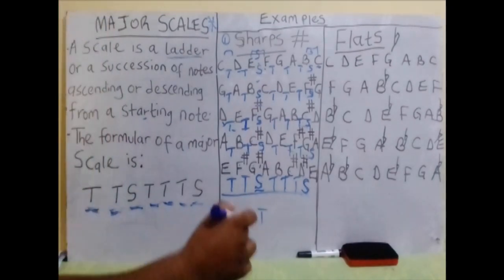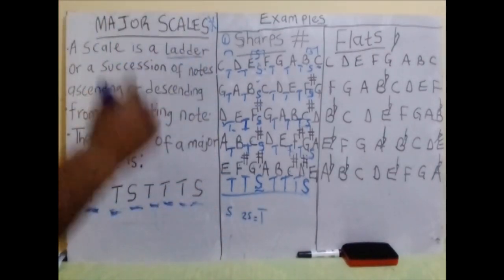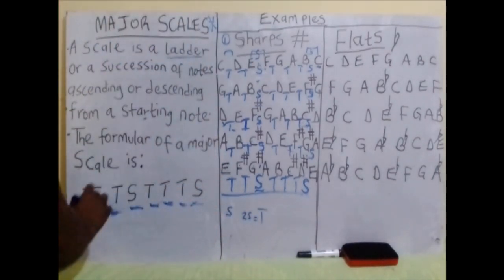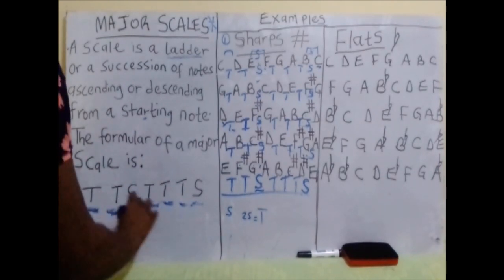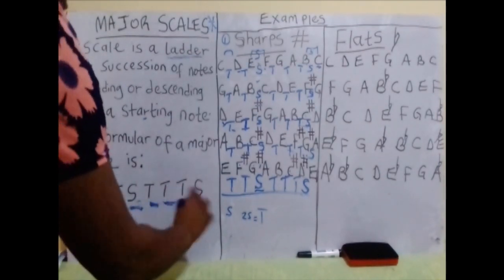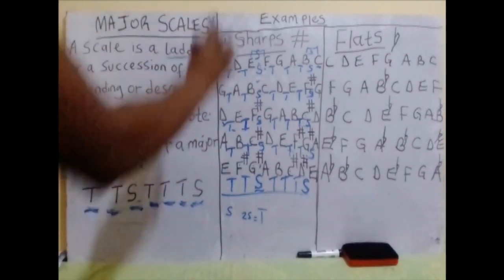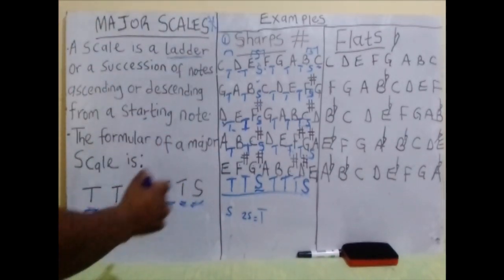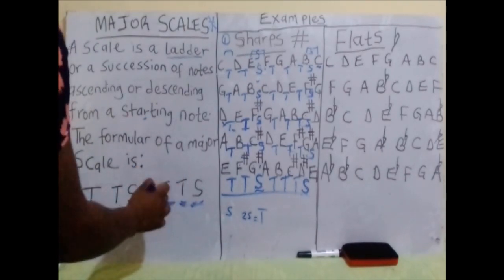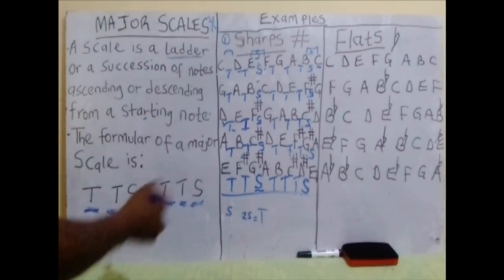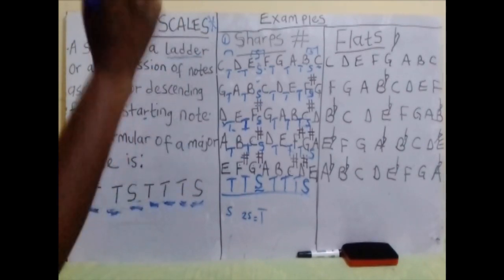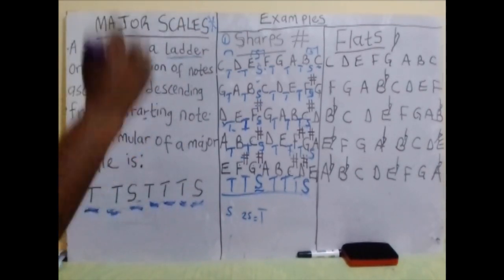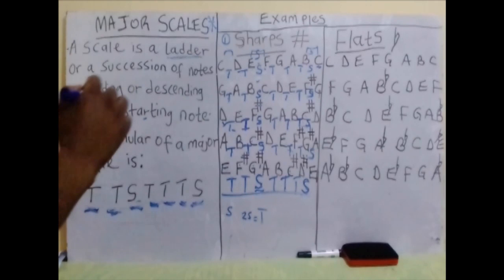When you write your scales and you realize that there is a problem between two notes which are supposed to have a semitone, or they are supposed to have a tone, then you must do something. And that is where sharps and flats come in. That is where lowering and raising comes in. Here we have other examples. These were sharps. Here we have flats.